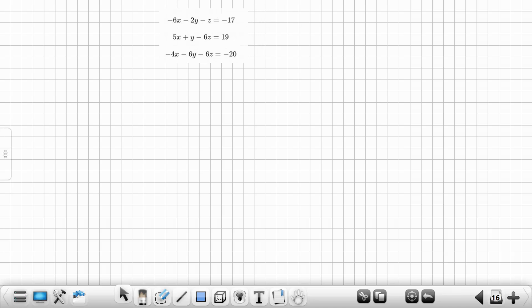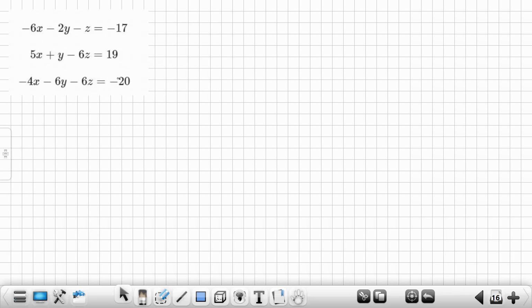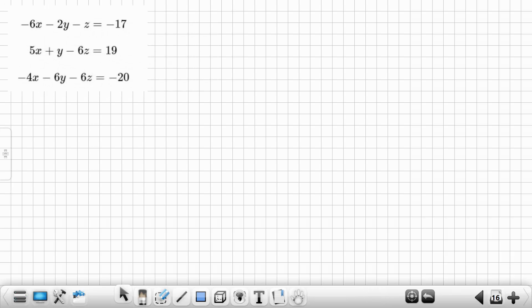So the goal is always to try to eliminate, hence the word elimination, a variable. We want to get down to one variable to solve for. So here we have 3 equations. We have negative 6x minus 2y minus z equals negative 17. We have 5x plus y minus 6z equals 19. Negative 4x minus 6y minus 6z equals negative 20. So we can add our equations, but remember that won't necessarily eliminate a variable.